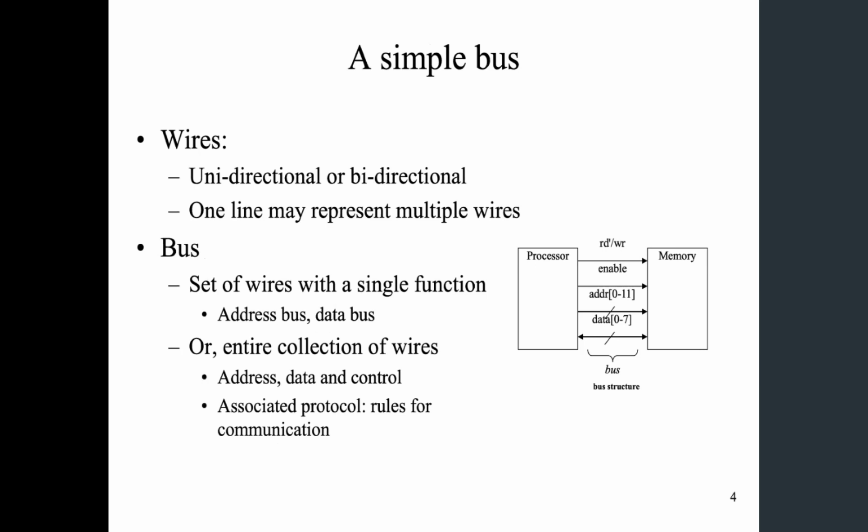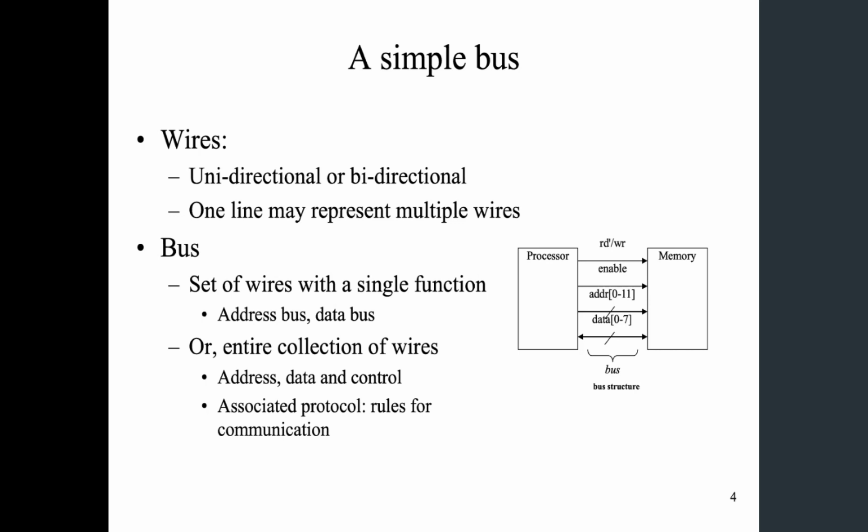Let's start with a simple concept, bus. So what is a bus? Before we explain bus, we need to understand that for components to talk to each other, they have to be connected through wires. Wires are conductors, and wires can be unidirectional or bidirectional transferring data, but most of the time it's bidirectional. And one line may represent multiple wires.